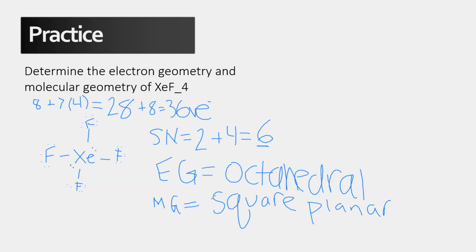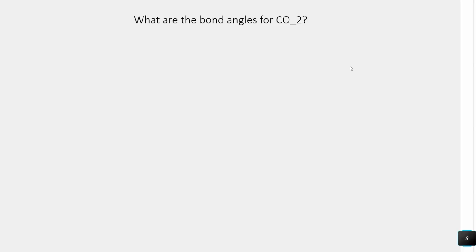What exactly that looks like, let's see if I can draw. So it looks like you have your xenon here in the middle, and then it's square planar, which means this is in one horizontal plane in the shape of a square. And then above and below that plane are the electron pairs. So this is actually what that molecule is going to look like.